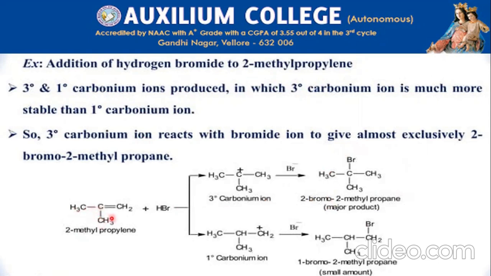Here you can see (CH3)2C double bond CH2 plus HBr. As it forms this tertiary carbonium ion, the bromine is added to the tertiary carbon. The tertiary carbonium ion is more stable, so this forms the major product. Whereas in the primary carbonium ion, the bromine added to this carbon forms a small amount of 1-bromo-2-methyl propane.